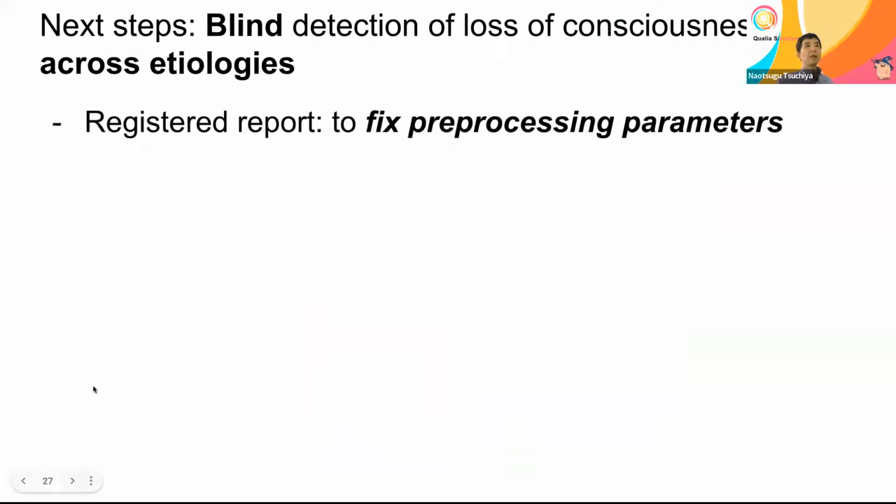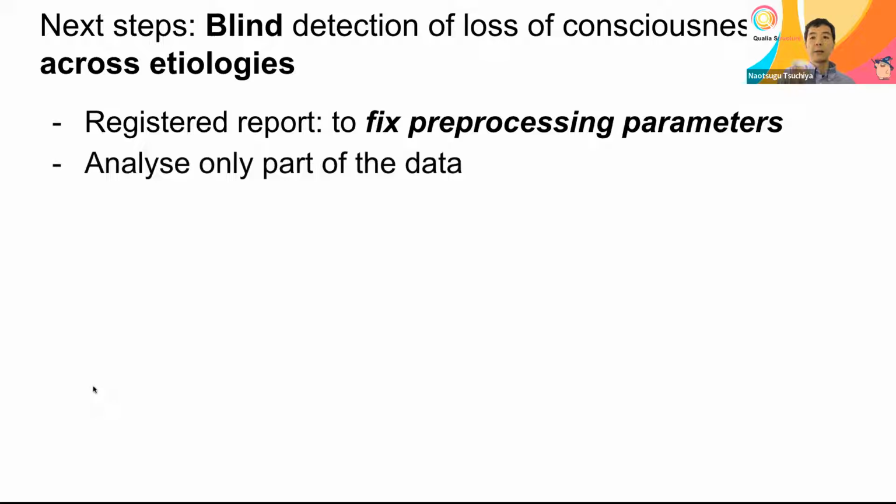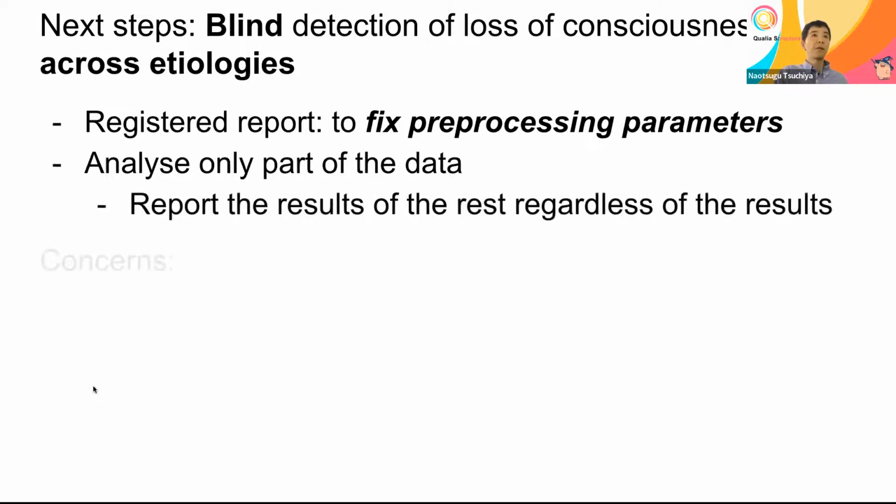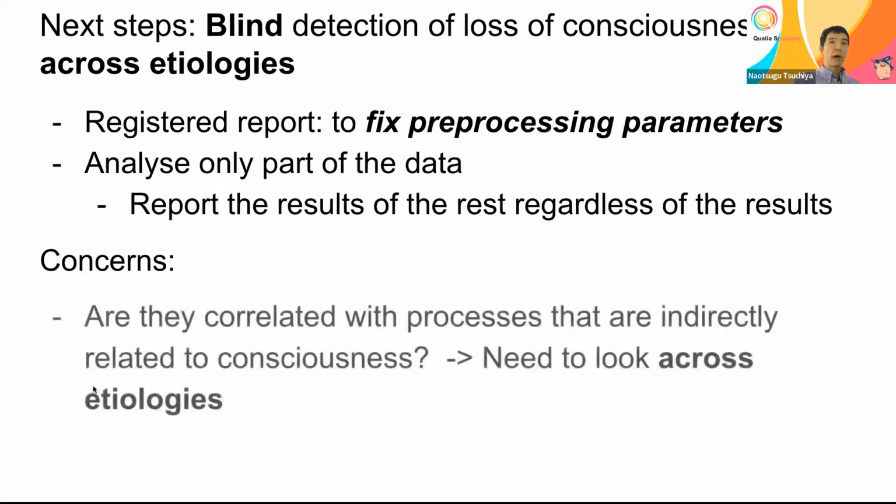To do that fairly, we think it's very important to do blind detection and blind classification for the consciousness experience classification. Fixing the pre-processing parameters is very important. And then we report the results regardless of what they are. So we need to do that in a registered report in a blind manner.